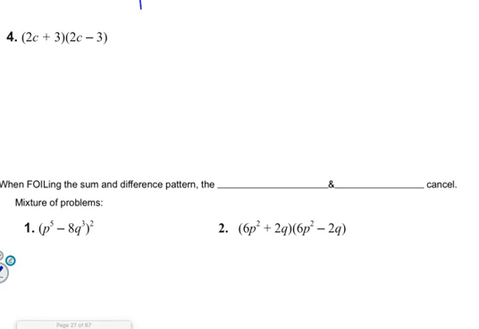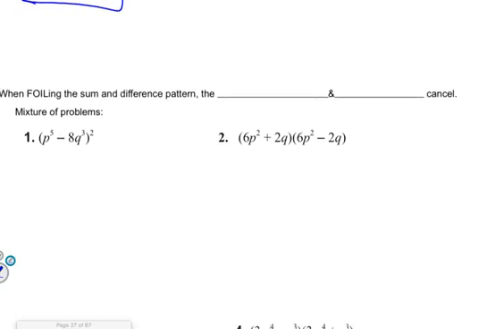Okay? So if I go down to number 4, I see that they're conjugates. So first times first, what would we get? 4c to the second. And last times last? Minus 9. Okay? This pattern I expect you to use because this one's super easy to see. It's super easy to remember. The other one, I know it gets a little bit tougher to remember, but this one is super easy to remember. Okay? All right, so it says, when foiling the sum and difference pattern, the outsides and insides cancel.